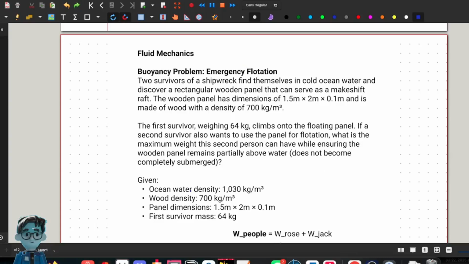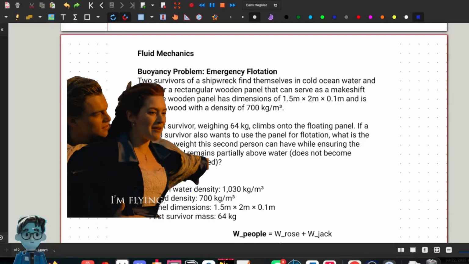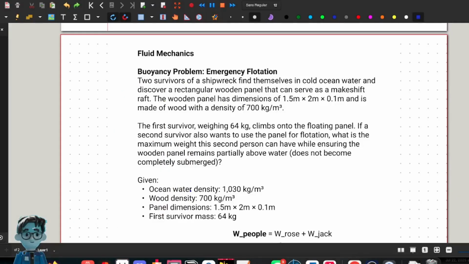Okay, here is a fluid mechanics question. It's about buoyancy. Two survivors of a shipwreck find themselves in cold ocean water and discover a rectangular wooden panel that can serve as a makeshift raft. The wooden panel has dimensions of 1.5 by 2 by 0.1 meters. So we're seeing that we're using meters and kilograms. Make sure that we have meters, kilograms, seconds as the MKS system.